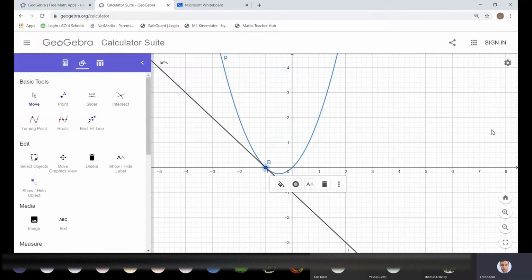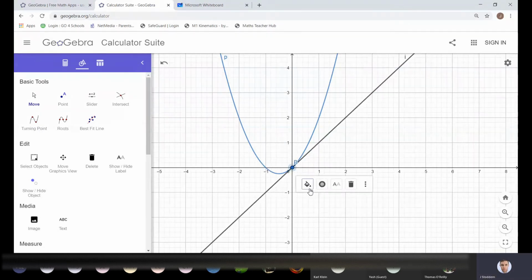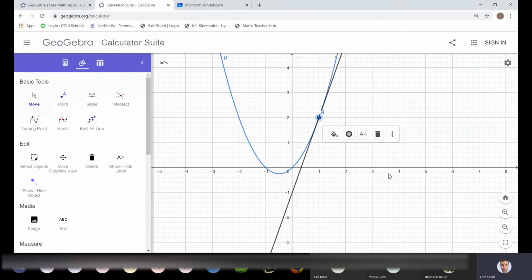When x is minus 1, what's our gradient? Is it -1? It is also -1, absolutely. Let's see when x is 0. When x is 0, what's our gradient? 1. When x is 1, what's our gradient? It's 3. It is 3, yes.